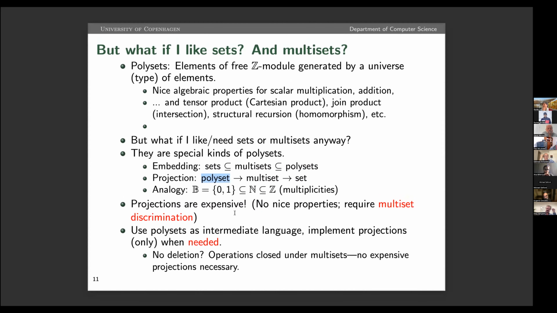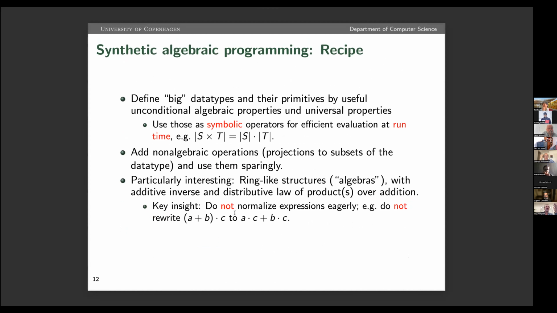So the recipe of synthetic algebraic programming is to define a big data type and its primitives by useful unconditional algebraic properties and universal properties, so you have all the operations you need to express something. Then you can have evaluation rules like this. It's a symbolic operator, a data structure, and whenever the cardinality function is applied to it, it immediately jumps to this evaluation. Then you add non-algebraic properties, the ones that you like. They're expensive, so use them sparingly.